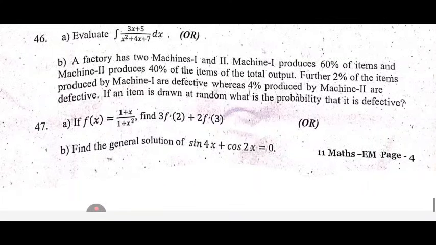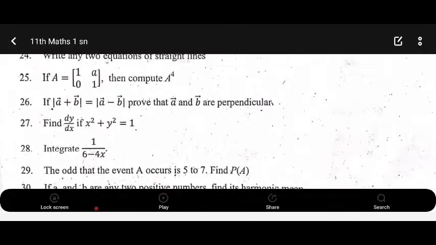47 a, if f(x) = (1 + x) / (1 + x²), find 3f(2) + 2f(3). Next, b, find the general solution of sin 4x + cos 2x = 0. That's all, students. Shall we attend it well?